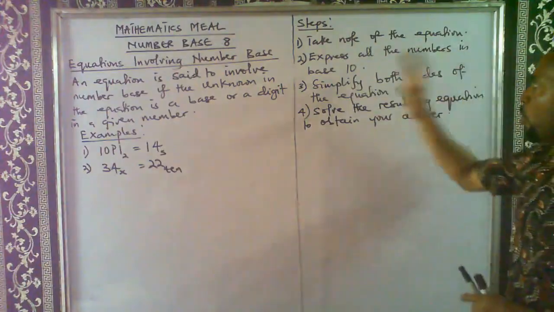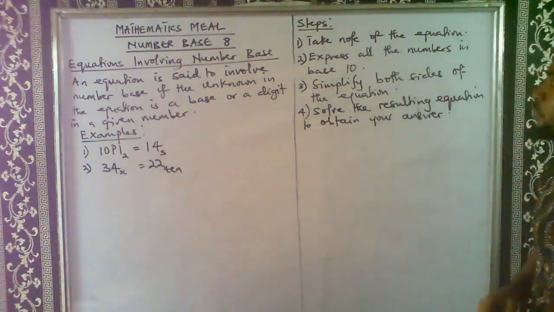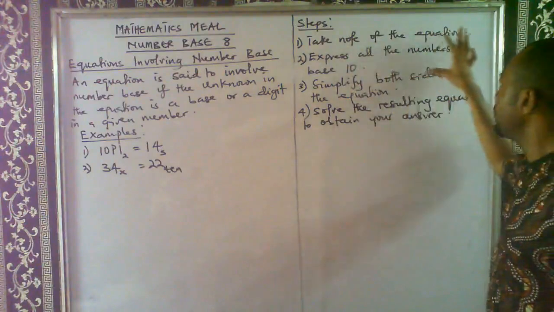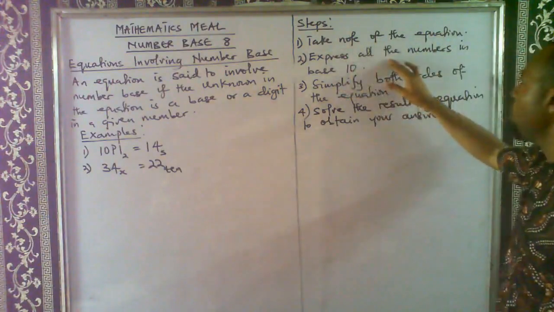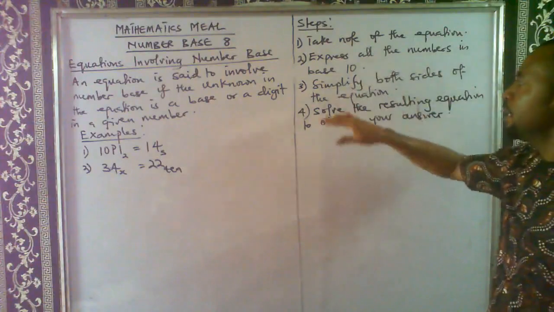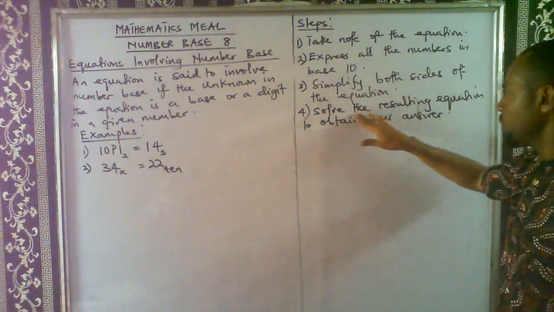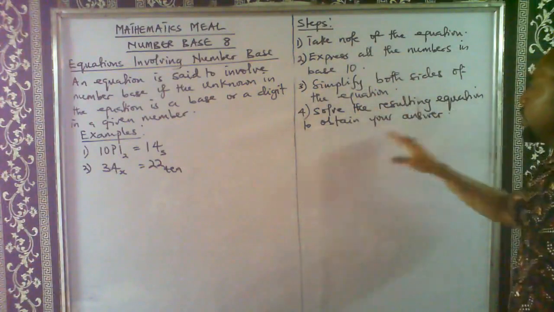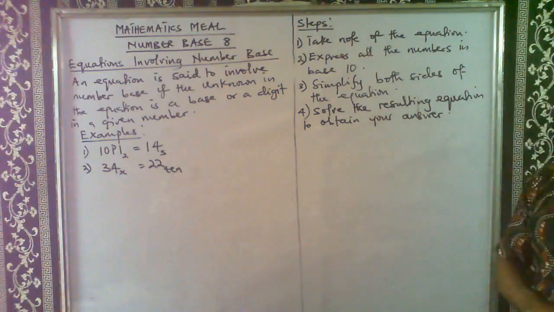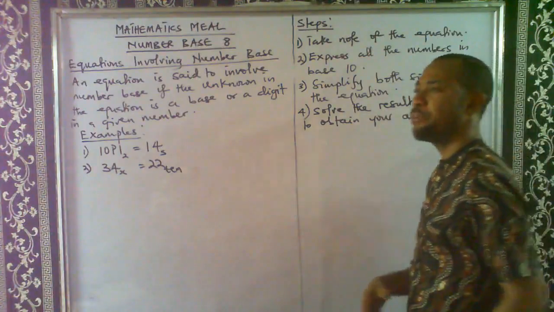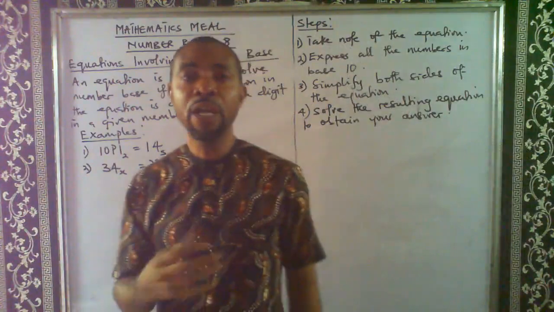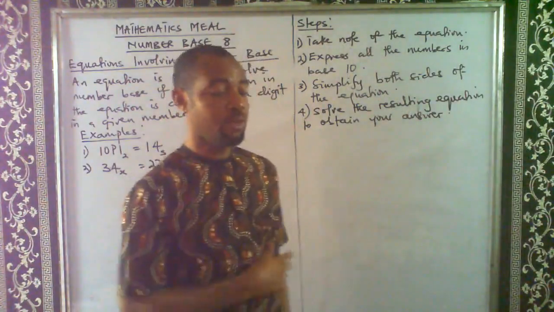So when we want to solve equations involving number base, first take note of the equation. Express all the numbers in base 10. Then simplify both sides of the equation, and then solve the resulting equation to obtain your answer. In the course of simplifying both sides of the equation, another equation will result.